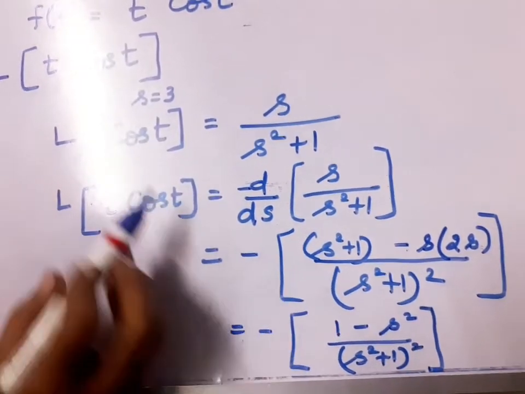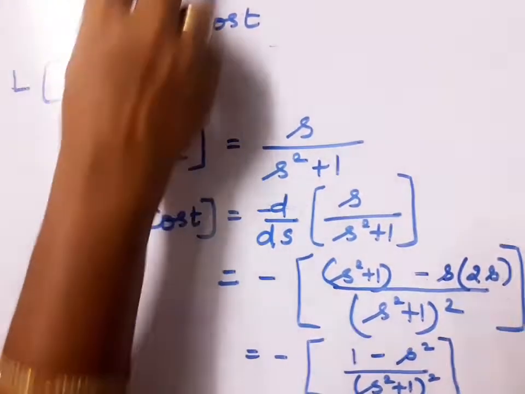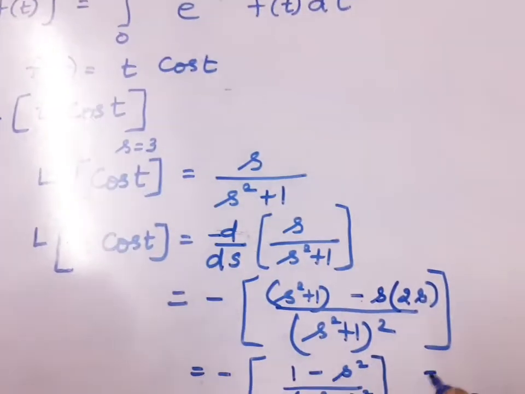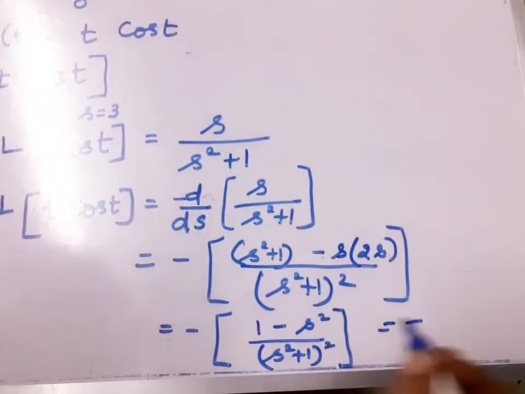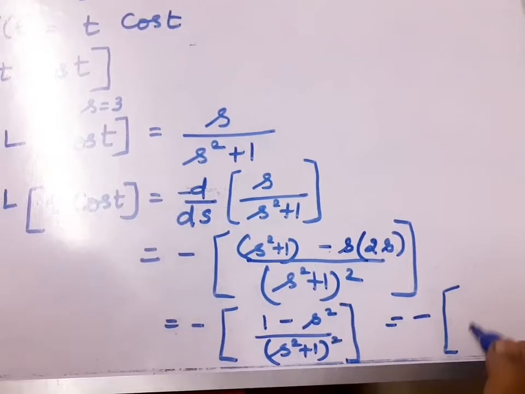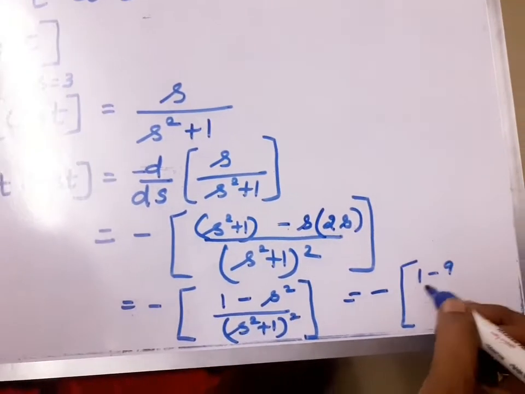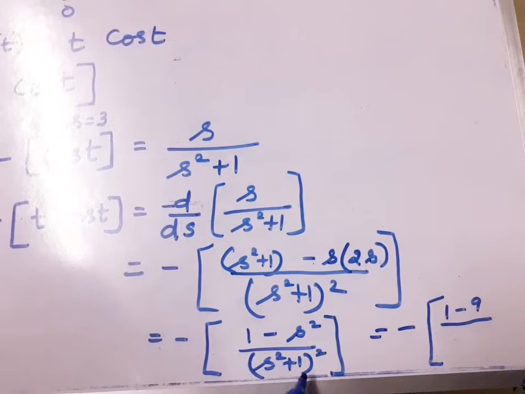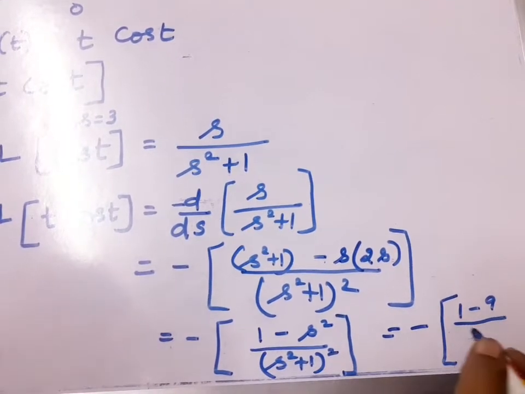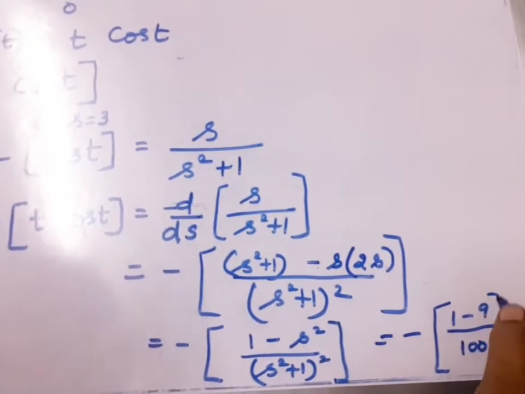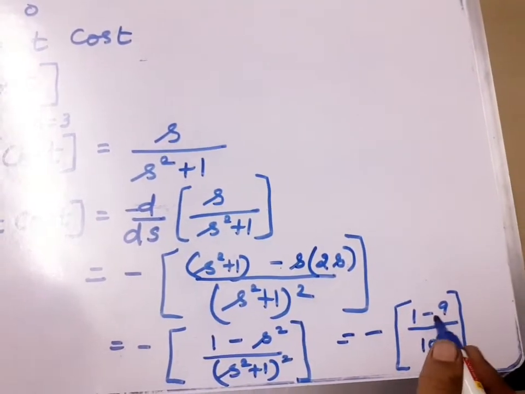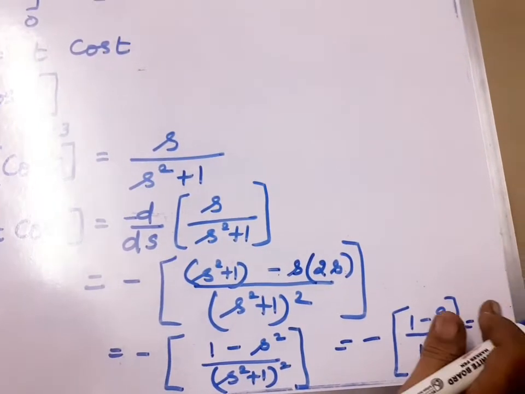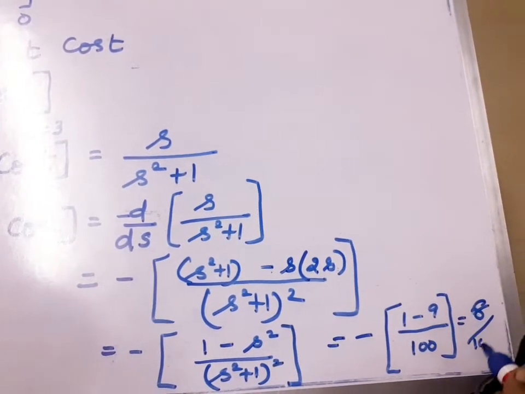Finally, we can replace s by 3 in order to get the value of this integrand. So replacing s by 3, we already have minus outside. So 1 minus 3 square divided by 3 square plus 1, which is 9 plus 1, 10, 10 square 100. So this is 1 minus 9, minus 8, minus into minus plus 8 by 100 is the required answer for this problem.